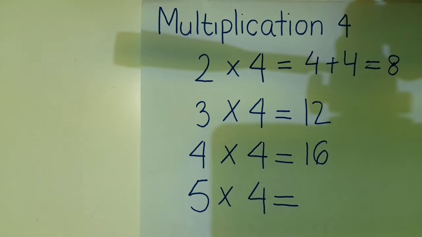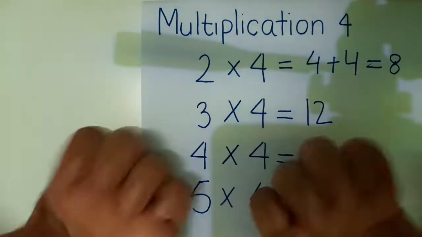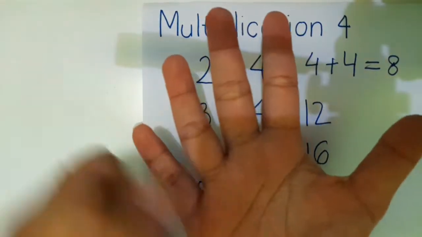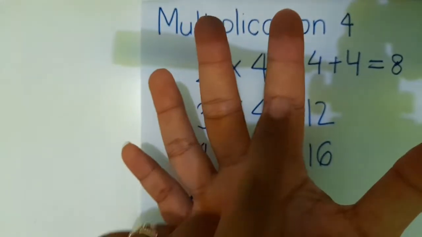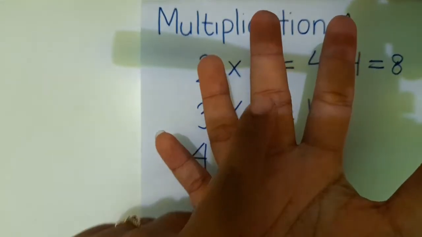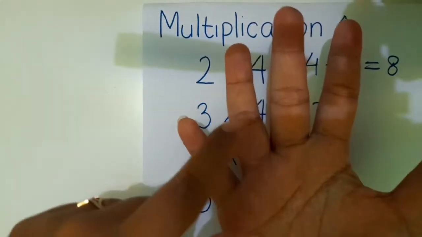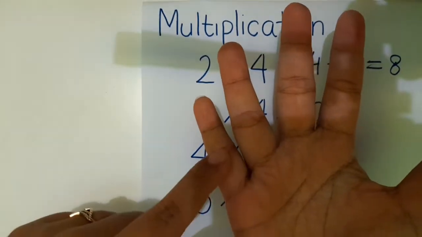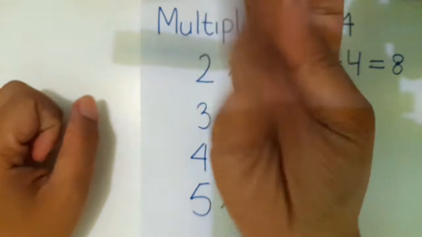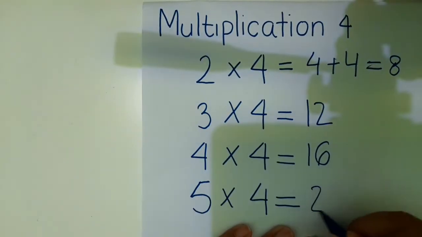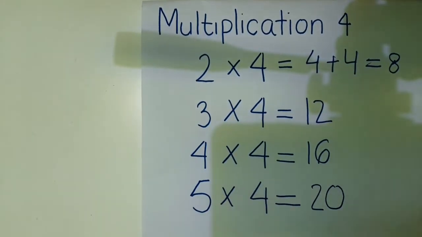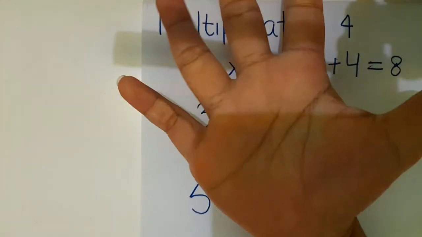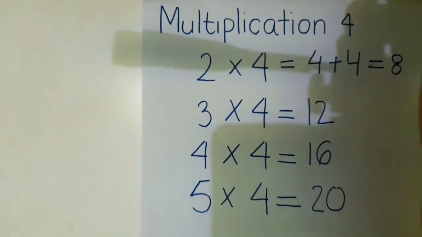And the last question, 5 times 4 equals, so you have to show up 5 fingers, you can calculate 1, 2, 3, 4, 5, 6, 7, 8, 9, 10, 11, 12, 13, 14, 15, 16, 17, 18, 19, 20. So if you have the multiplication 4 and then you show up 5 fingers, it means that you have 20.